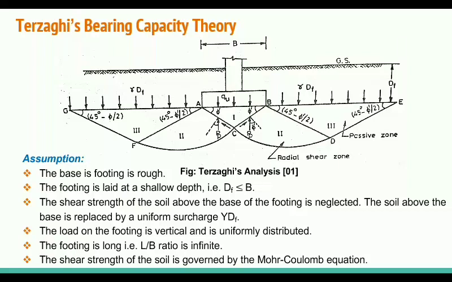It means whatever the shear strength of the soil located above the horizontal line GABF is neglected. That's why we take the overburden pressure, that is gamma dF.